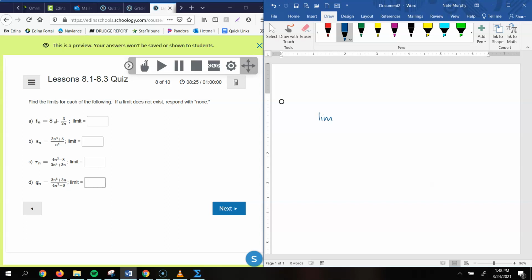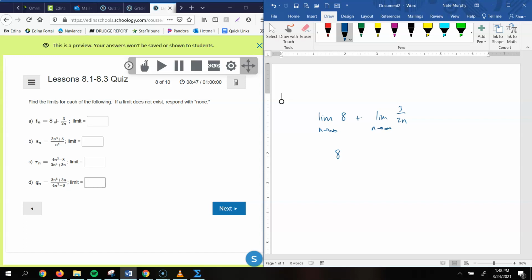So the limit of 8 as n approaches infinity, and the limit of 3 over 2n as n approaches infinity. The limit of 8 is just 8, because if you were to just draw a line, that limit would just approach 8 as you approach infinity.